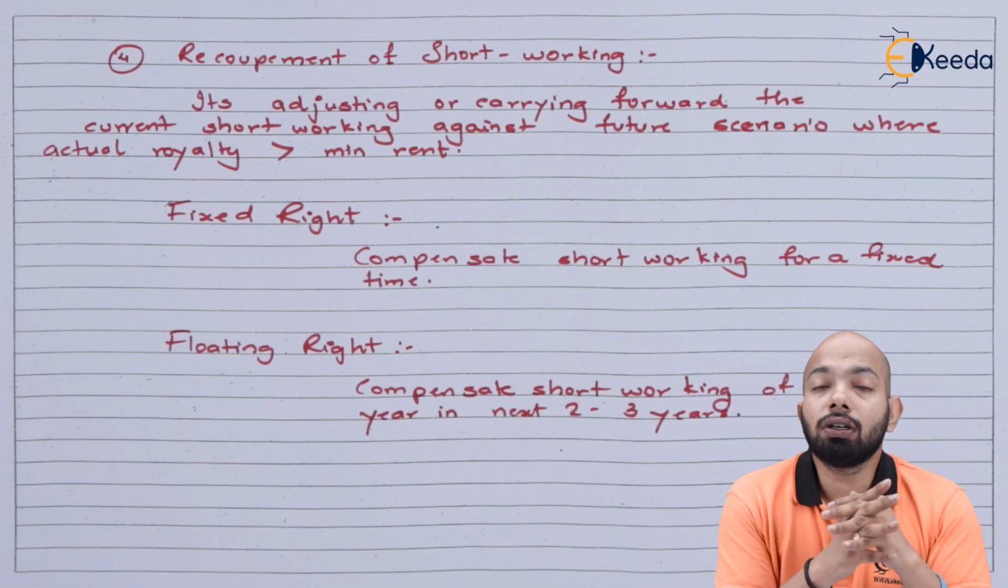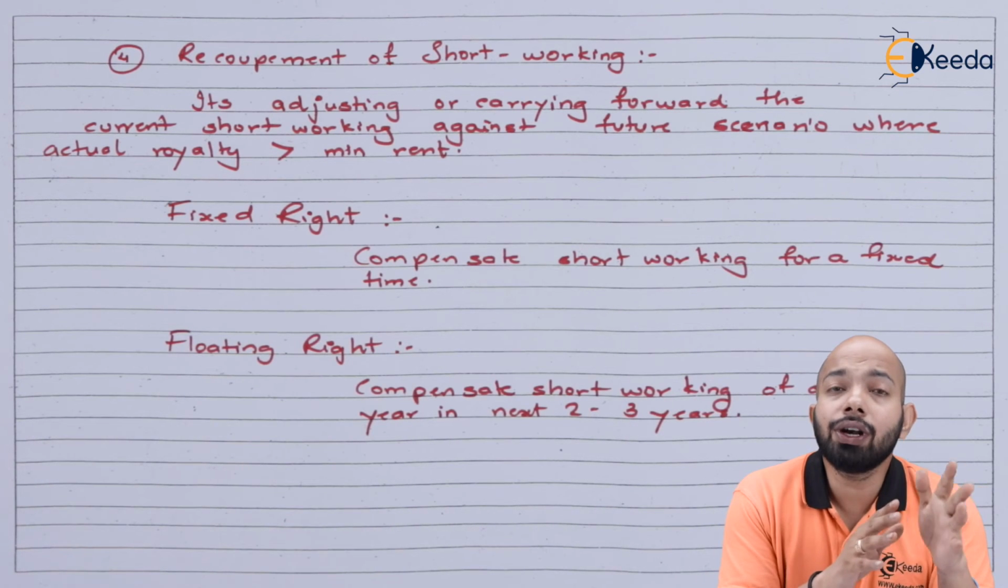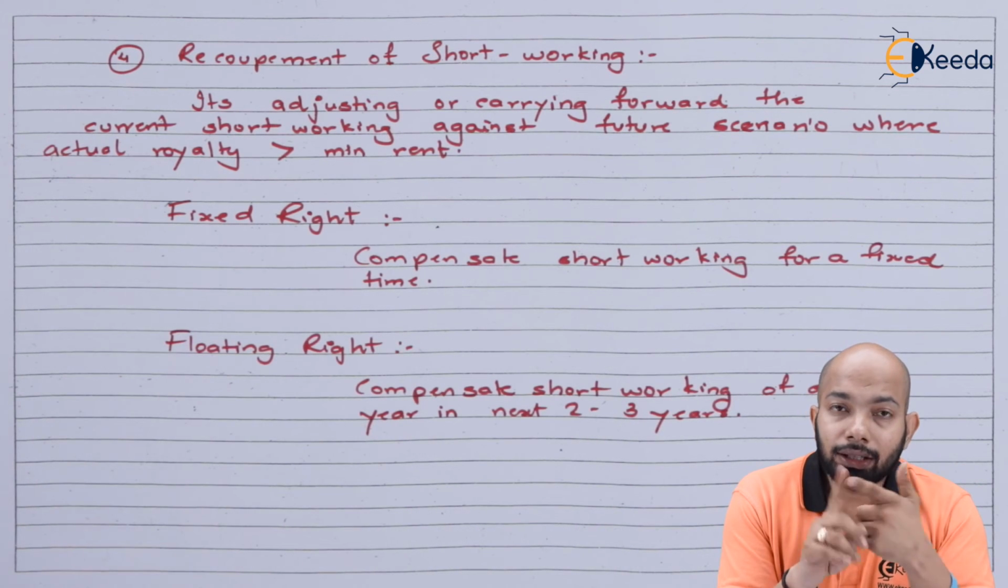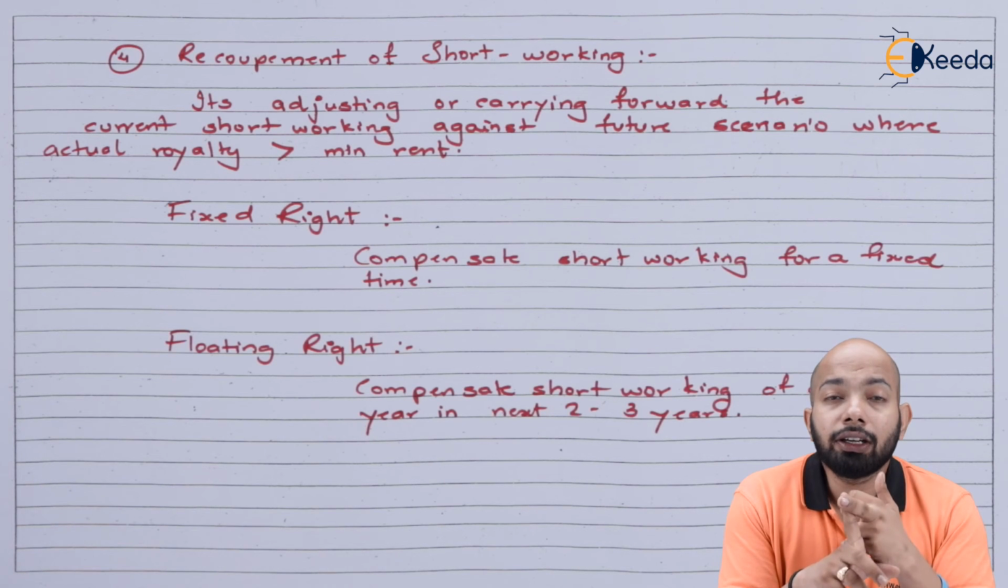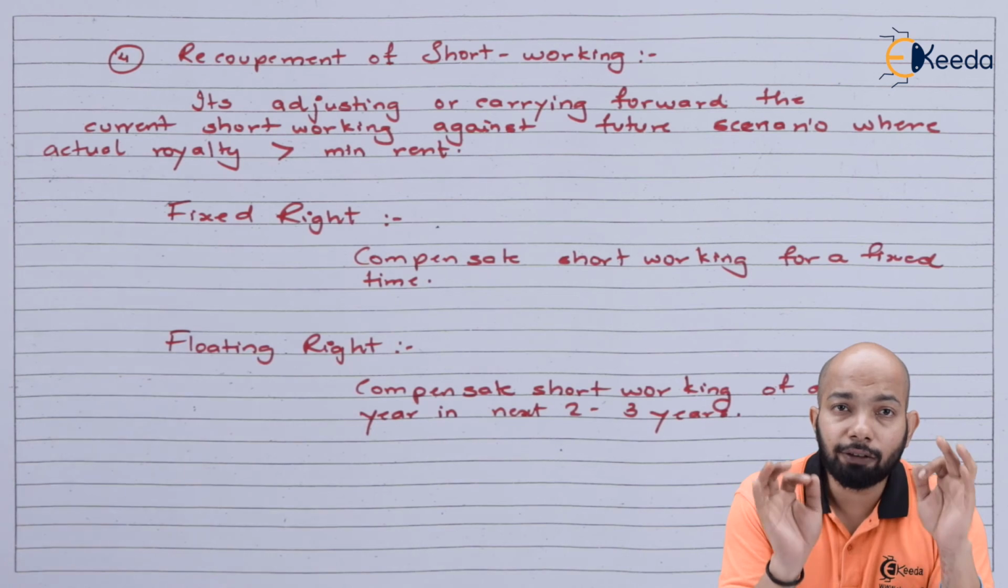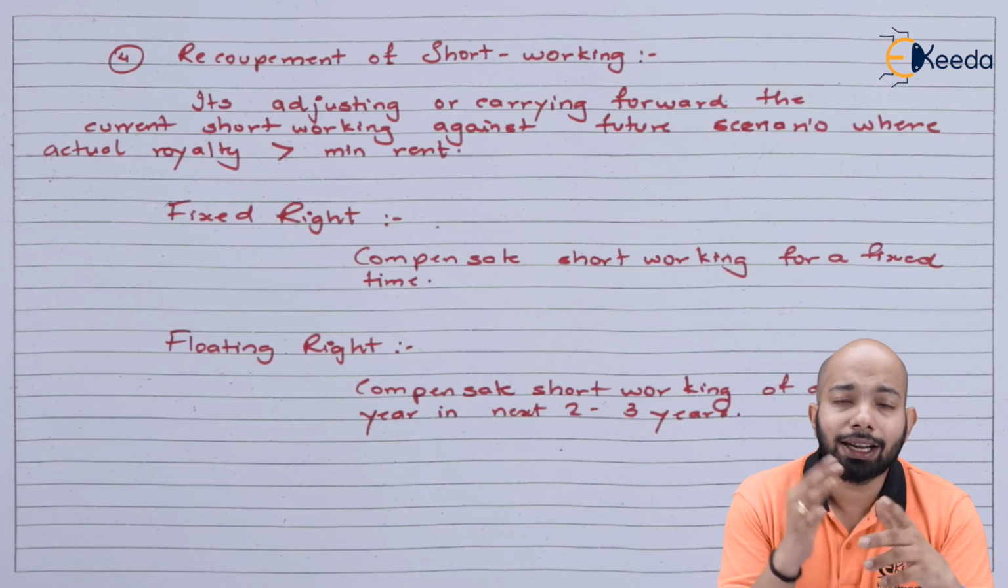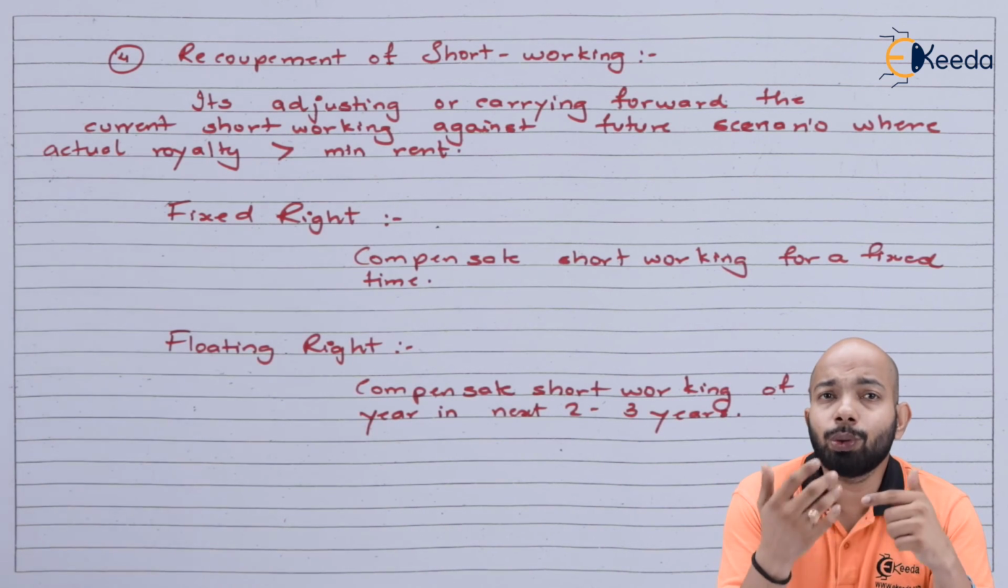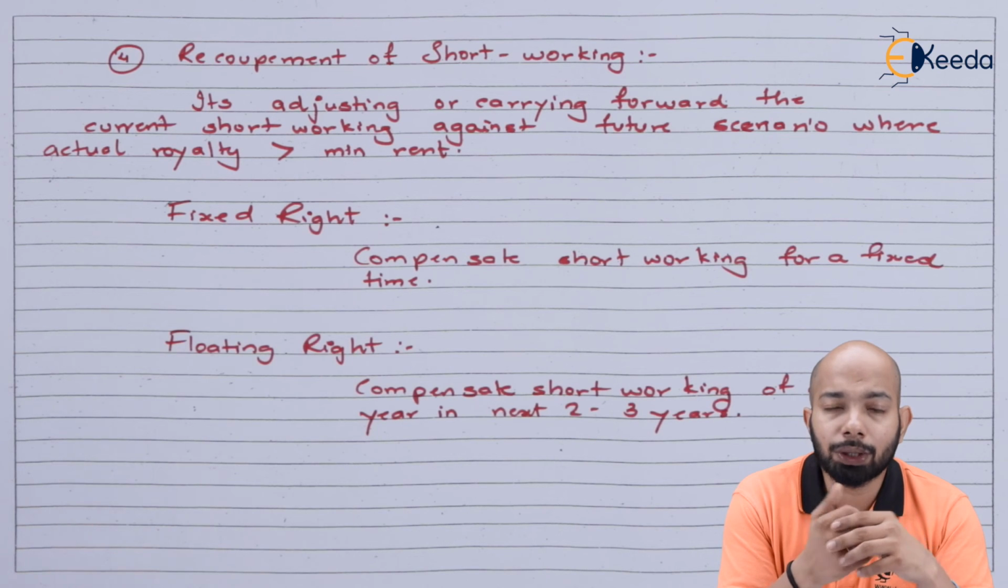So this is how the accounting terminology for royalty accounts comes into the picture: the agreement or lease, the minimum rent, the short workings and the recoupment of short working. These are the basic terminologies that we have to understand. And whenever you go ahead with the problems, you will have all these terminologies in your questions as well.